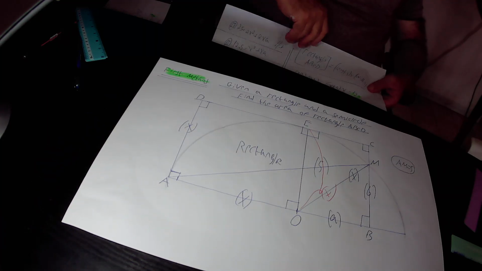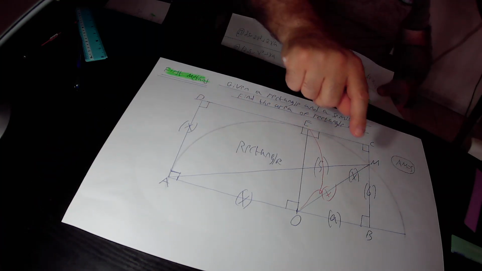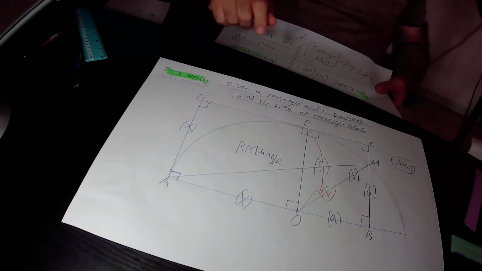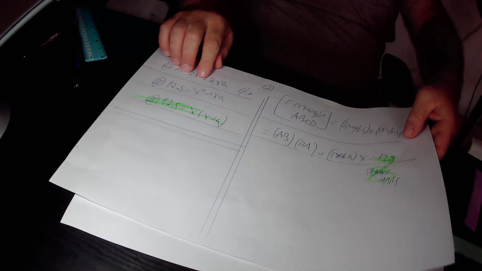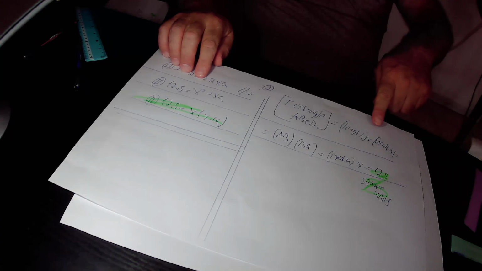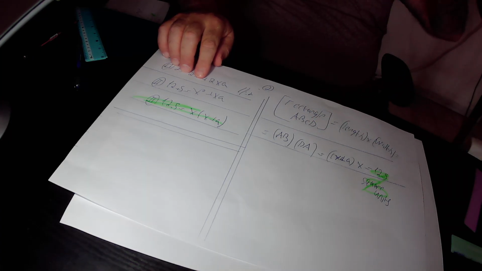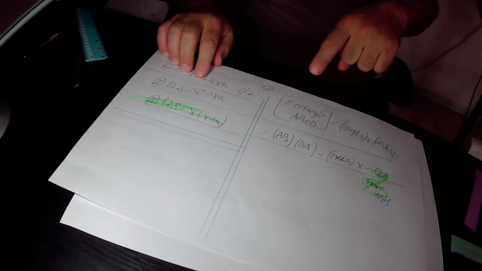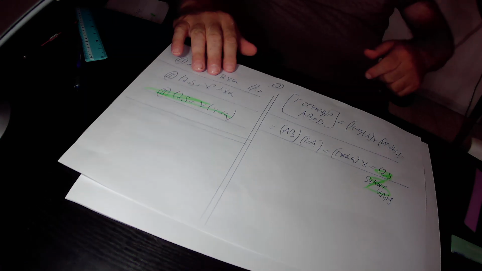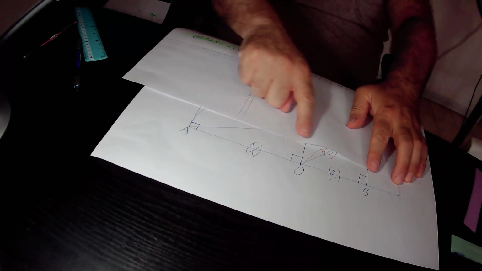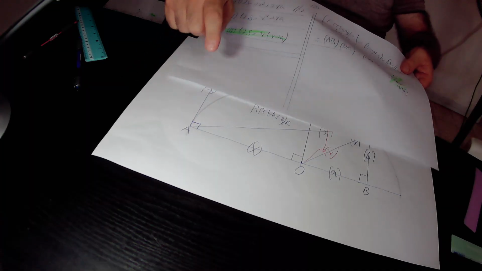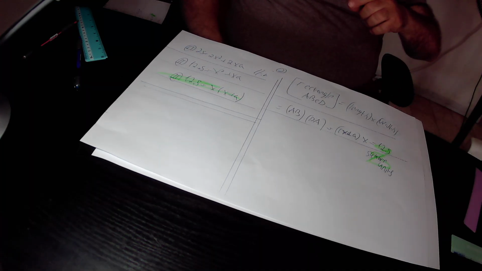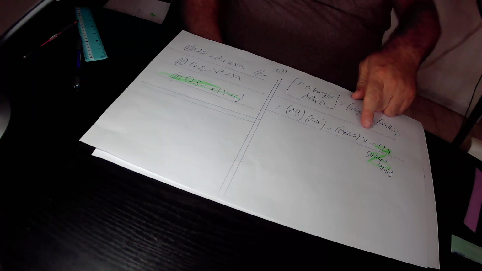The length of this rectangle ABCD is AB, and the width is DA. So the area of rectangle ABCD must be equal to AB times DA. AB is x plus A, and DA is x. So in total, the area of rectangle ABCD must be equal to x plus A times x.